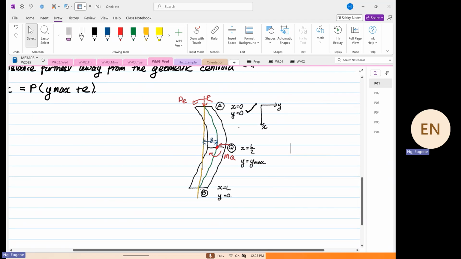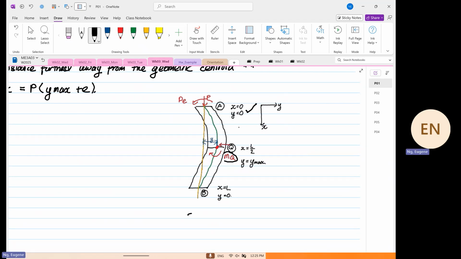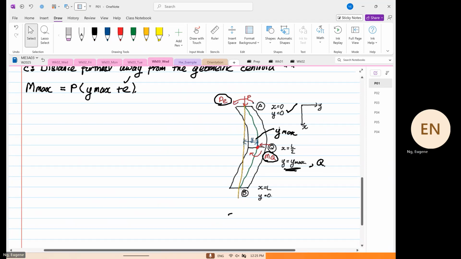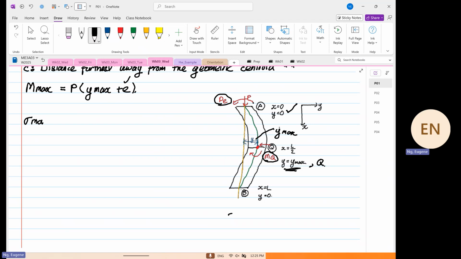As you can see in this diagram, this counter moment over here, MQ. The first moment we have to react is this PE, which belongs to here. And the next one is at Y max, and Y max is occurring at point Q. So from here, we can write stress max is equal to P over A plus P multiplied by Y max plus E, and then the whole thing divided by I multiplied by C.